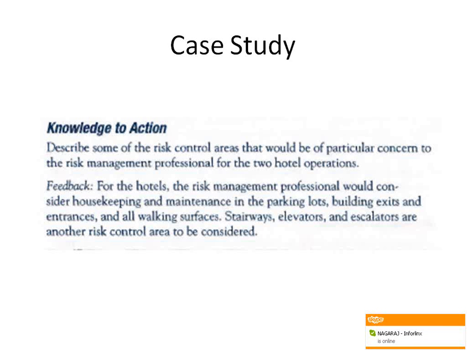Describe some of the risk control areas that would be of particular concern to the risk management professional for the two hotel operations. We've kind of talked about this a little bit. For hotels, consider housekeeping, maintenance, the parking lots, building exits, entrances, walking surfaces, stairways, elevators. Hotels, okay, from a work comp perspective.